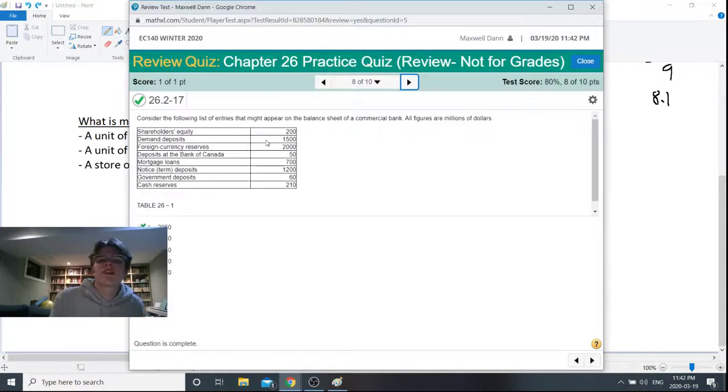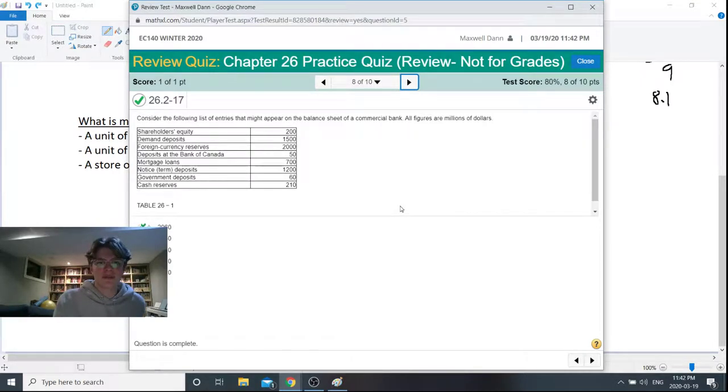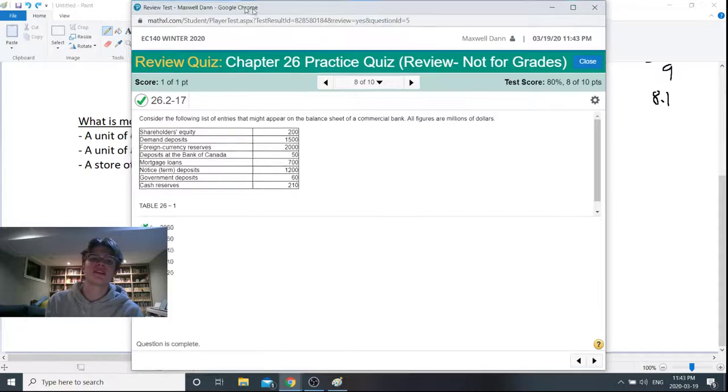So consider the following list of entries that may appear on the balance sheet of the commercial bank. What are the total assets on the balance sheet? So there's a couple ways to think about this. But the way I'd like to think about it, that makes it the simplest, is that our assets equal our liabilities, right? So these are all of our assets and liabilities, which means if we add those up and divide them by 2, we should have the same amount on either side. So if you add all these up and divide by 2, you get this number here. And that's the same number for assets and liabilities. But we'll go through and we'll put them on either side, just so you guys know where they are.